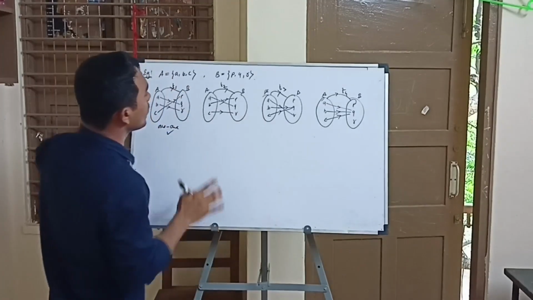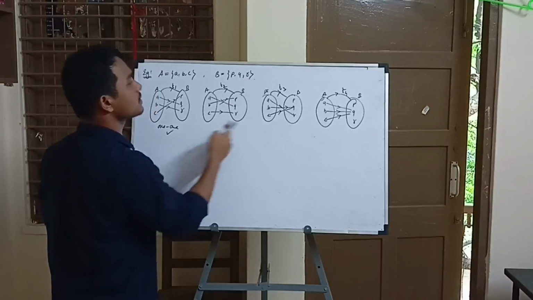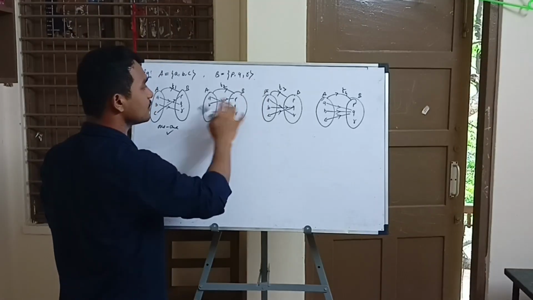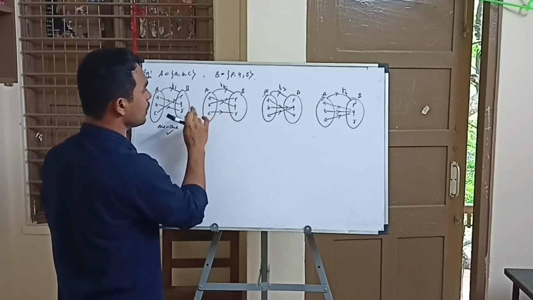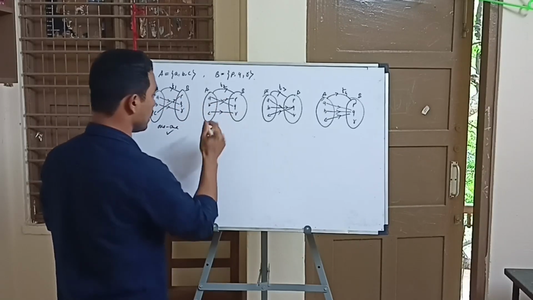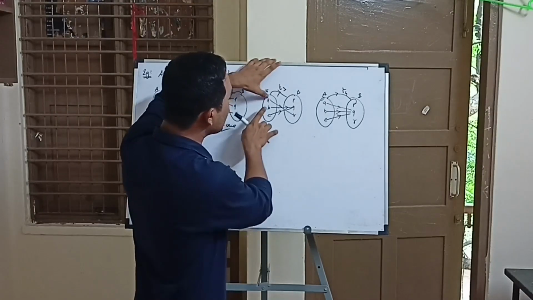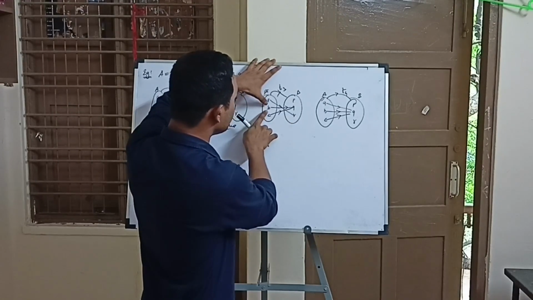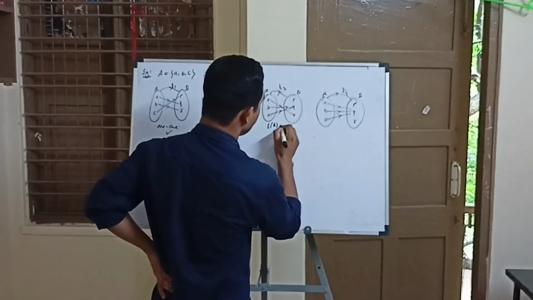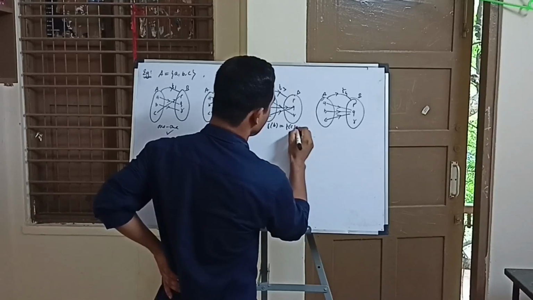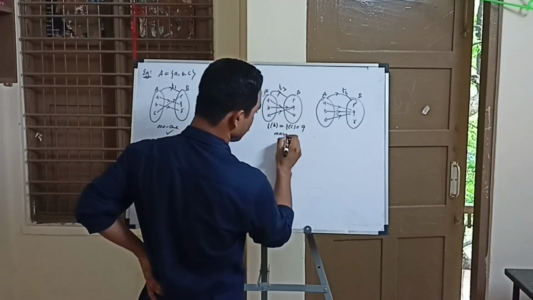Here also, any distinct elements of A have distinct images in B. Correct? Because f of a is q, f of b is p, f of c is r. So it is one-one. Correct? In the next function, the image of a is r, but the image of b and c is q. So the image of b and image of c is the same. So f3 is many-one. Correct?